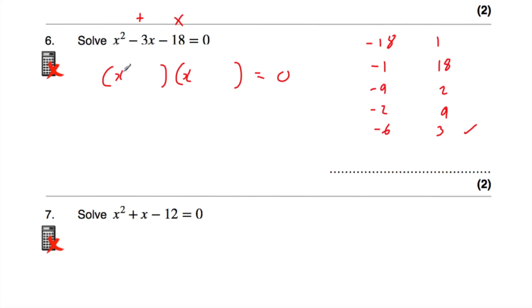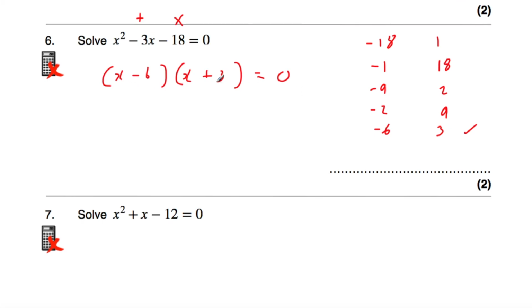So in our brackets we would have x minus 6 and x plus 3. And here we can just check this. x times x is x squared, fantastic. x times 3 would be 3x. Minus 6 times x would be minus 6x, and 3x take away 6x would be minus 3x, so that would work. And negative 6 times 3 would be negative 18, so that's fantastic.